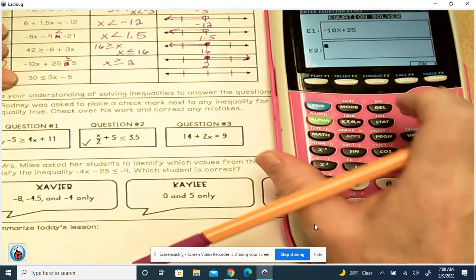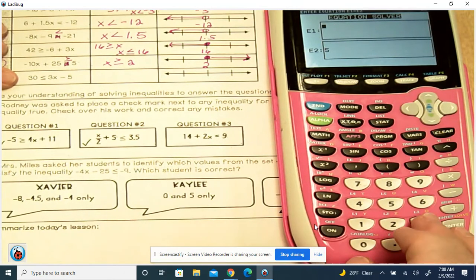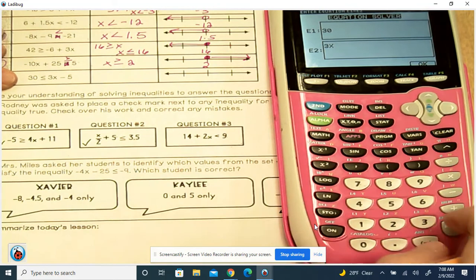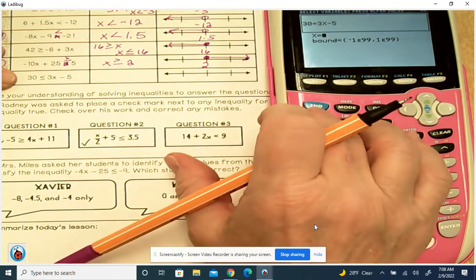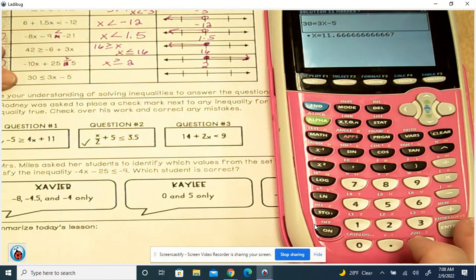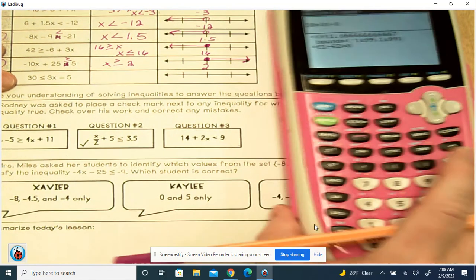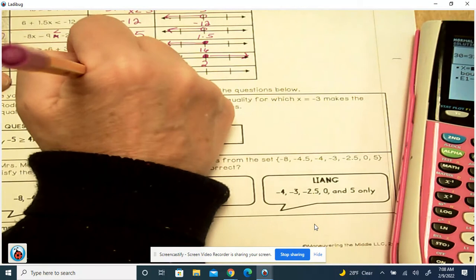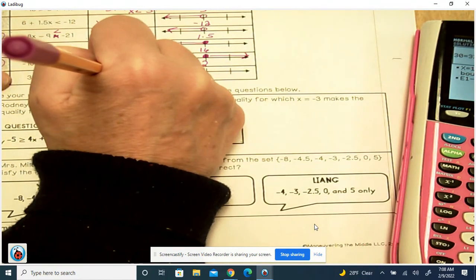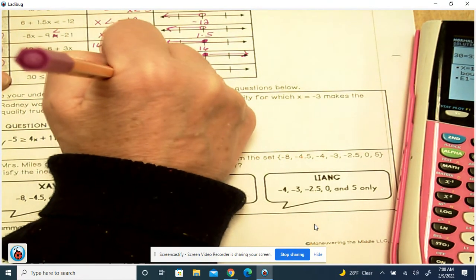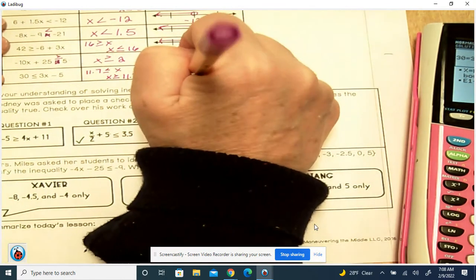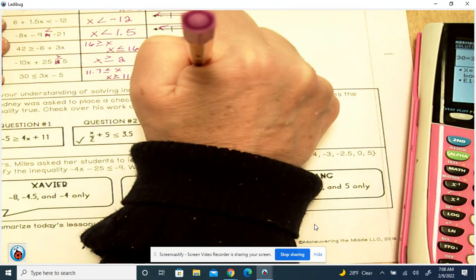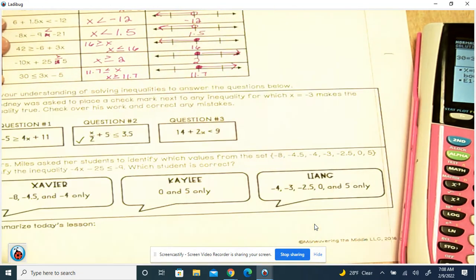And the last one here, got 30. You can do it this way, and then clear it out. 3x minus 5, alpha, enter, and I get 11.666. So that's going to be 11.7 is less than or equal to x, or x is greater than or equal to 11.7. I've got 11.7, closed circle, shaded to the right.